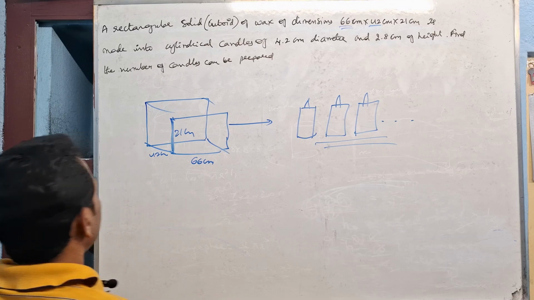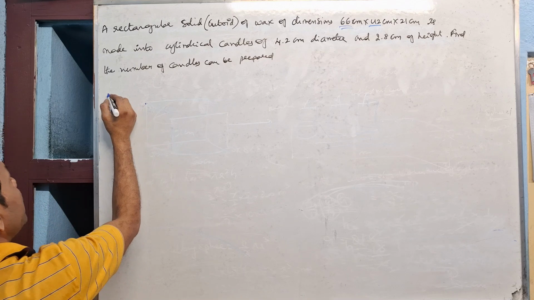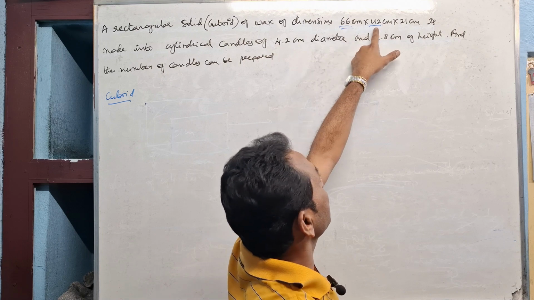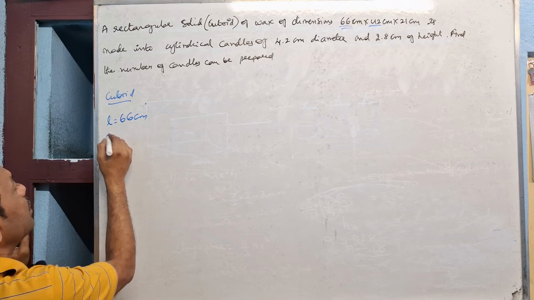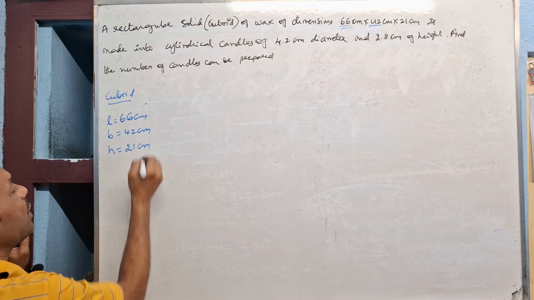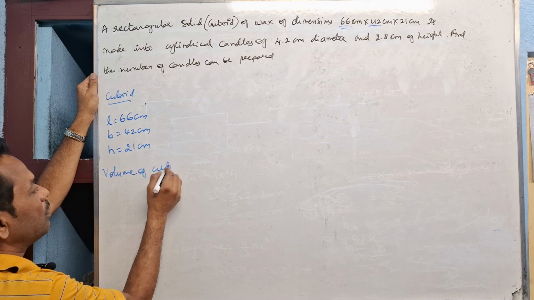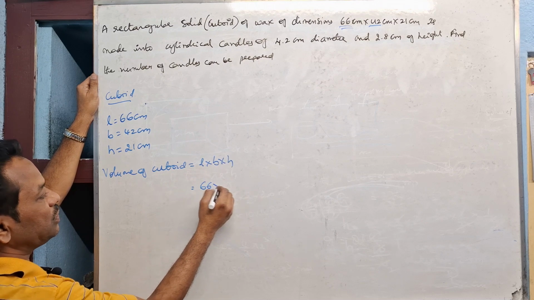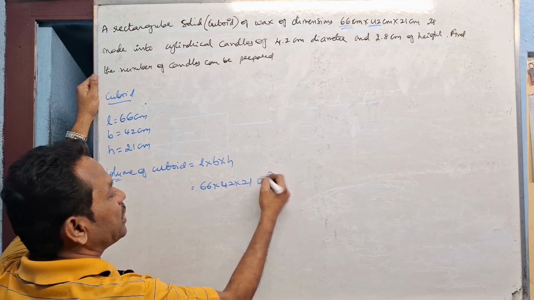Now first let us proceed with the cuboid. For the cuboid, this is length, this is breadth, this is height. So length equal to 66 centimeters, breadth equal to 42 centimeters, height equal to 21 centimeters. Let us first find the volume of the cuboid. Volume of cuboid, the formula is L into B into H, so 66 into 42 into 21. As this is volume, let me take it as centimeter cube.